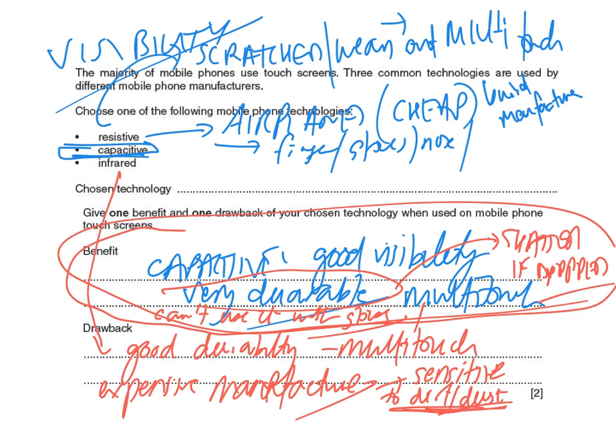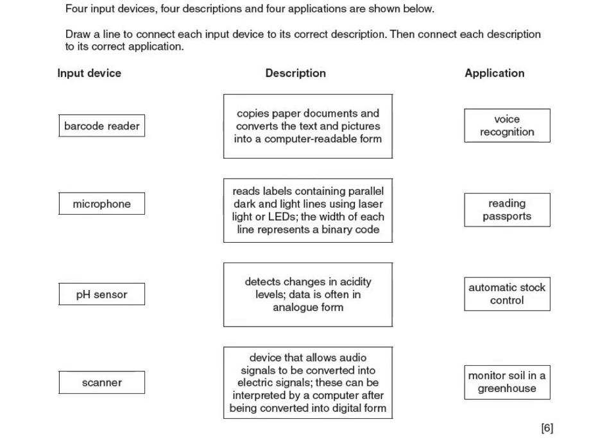So in terms of price, if you want to argue the best: most expensive, capacitive, then infrared, then resistive. Durability, in terms of it being scratched, the resistive one's cheap to manufacture and it's fairly durable, on aircraft and so on.